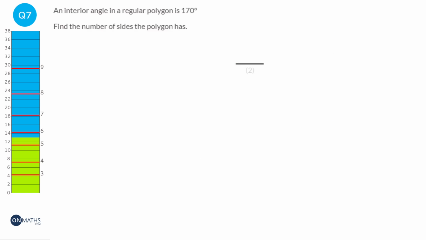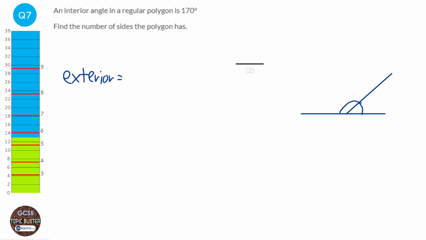We can keep this as an interior angle, but it's actually sometimes easier to convert it to an exterior angle. And what you might know is that the sum of interior and exterior angles is going to be 180, because they will always form a straight line. So to find the exterior angle, all we need to do is 180, take away the 170, and that means it will be 10 degrees.